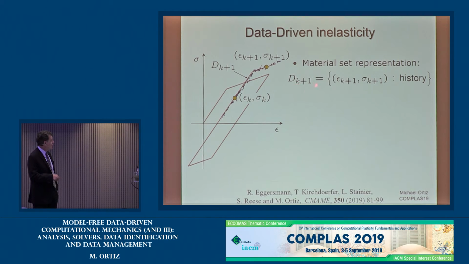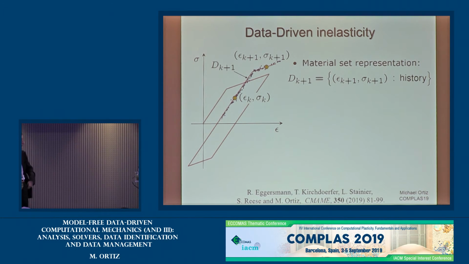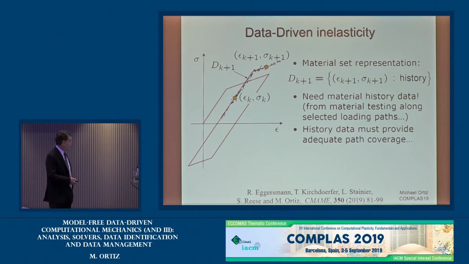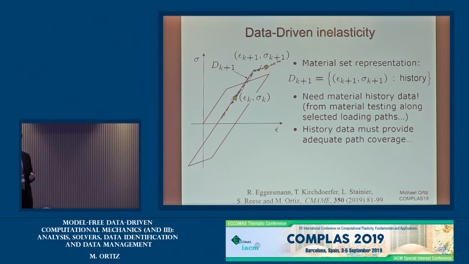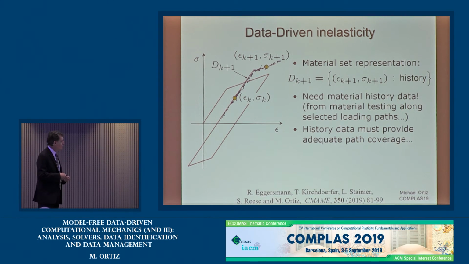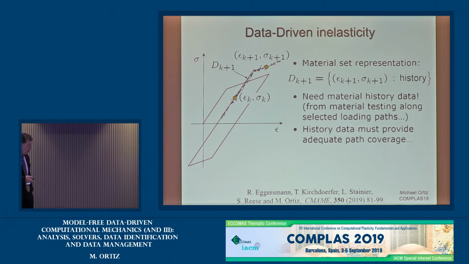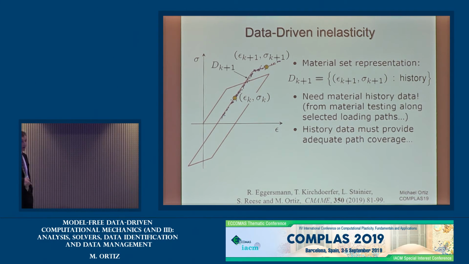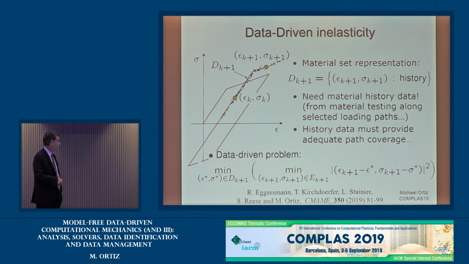And so essentially what you have then is a sequence of time-dependent data sets that evolve in time, and they're conditioned to the history of the material, however that history is defined. So therefore the material data set that you need is material history data. So for instance, from testing materials along selected loading paths, relevant loading paths, if you're interested in, for instance, proportional loading, you would just consider a representative number of proportional loading paths. The accuracy or the quality of the solution depends on providing sufficient coverage of the relevant paths for the problem. Other than that, the data-driven problem is exactly the same thing.